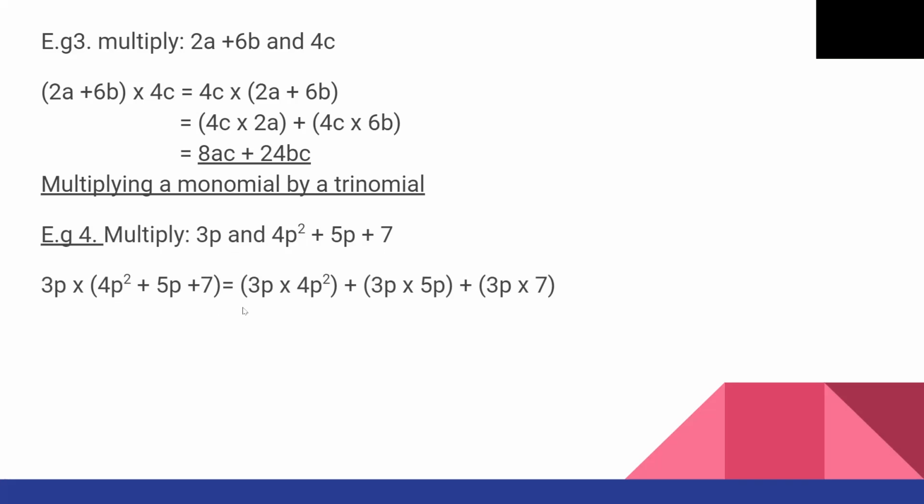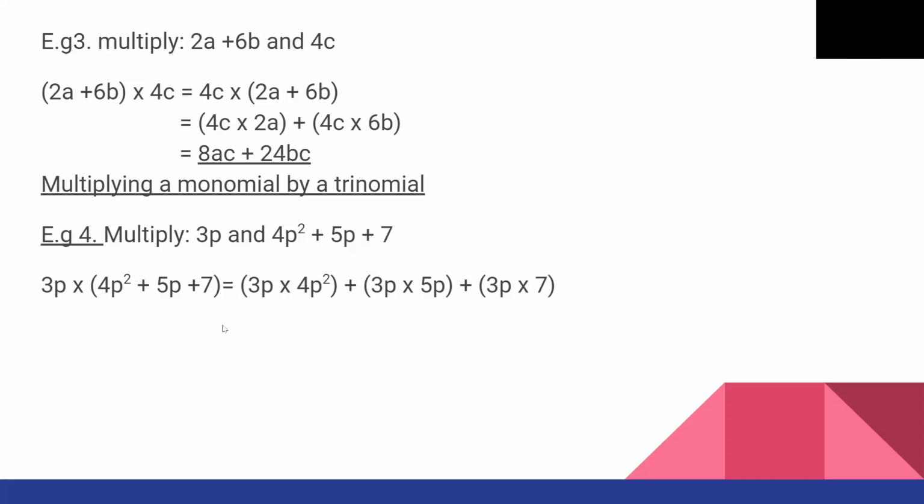Now, as we have done in the previous way, which term is outside? Monomial 3p. So for 3p, first we have to multiply the first term 4p square, then the second term 5p, then the third term 7. So let us start. First, 3p multiplied by 4p square, then a plus sign is given, so put plus here. Then 3p multiplied by 5p, then again plus, so put plus, then 3p multiplied by the third term 7.